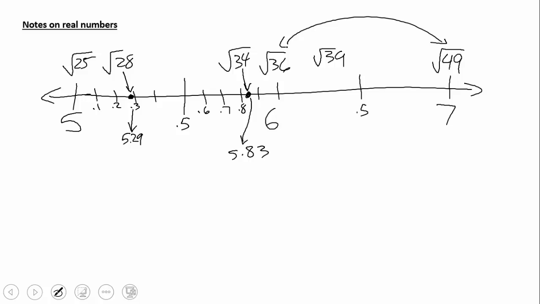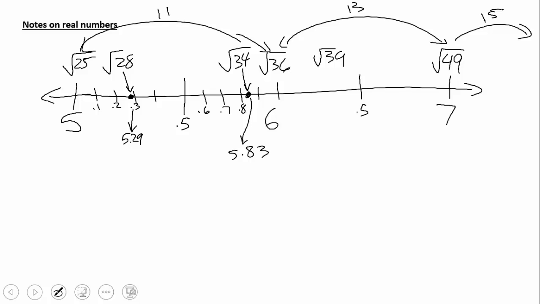Notice the distance between any two perfect squares is always an odd number. So the square root of 25 to the square root of 36, that's 11. The square root of 36 to the square root of 49, that's 13. And guess what? 49 to 64, that's 15. It keeps increasing by 2, and it's an odd number. So you can look at a number and have a rough estimate in your head on whether that decimal for a non-perfect square is more or less than 0.5 between perfect squares.